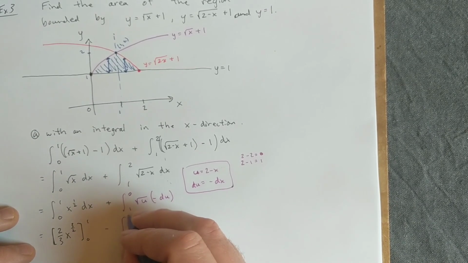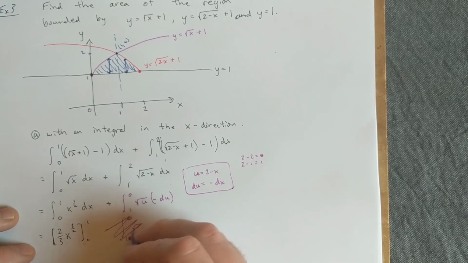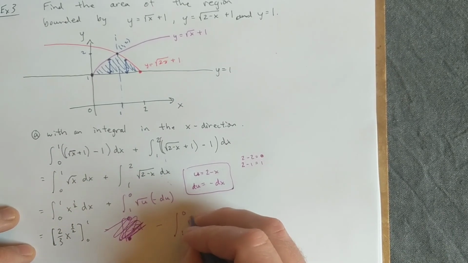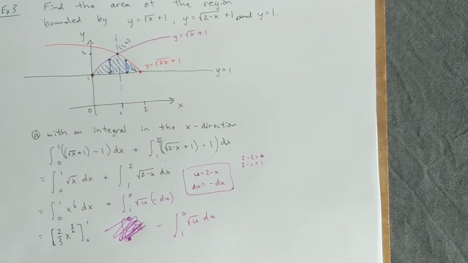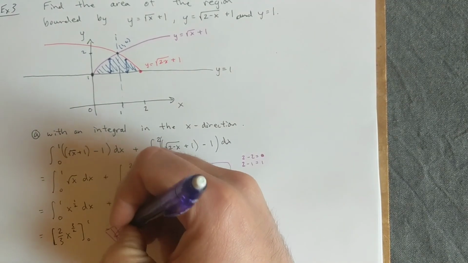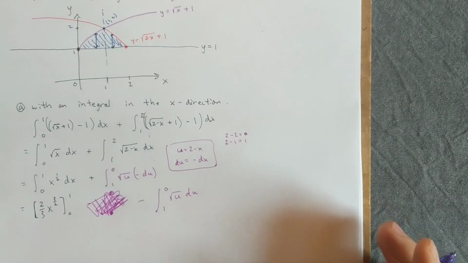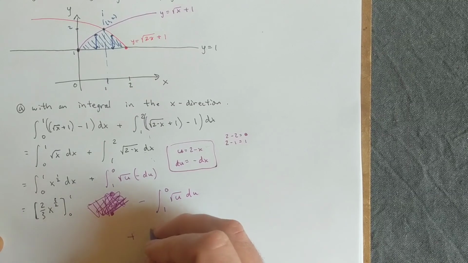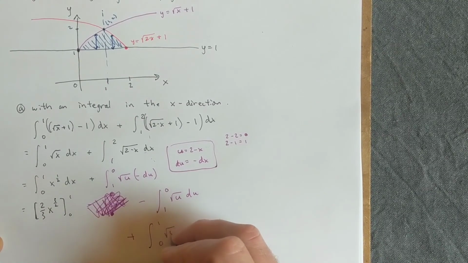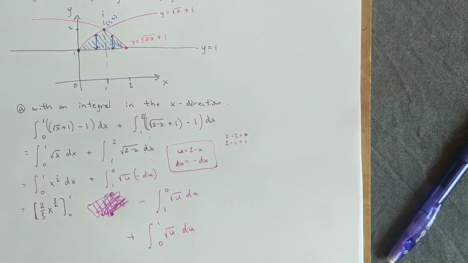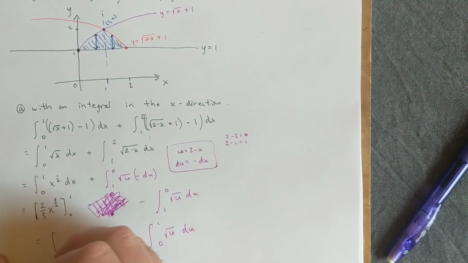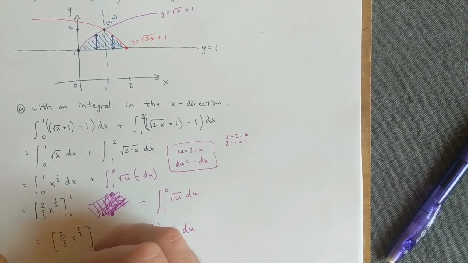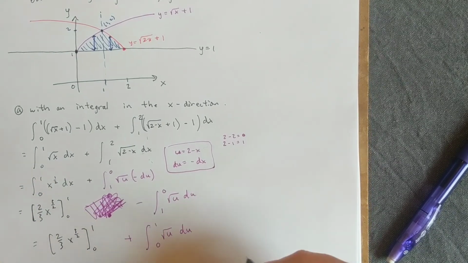Let me just rewrite all this since I messed it up so bad. So minus the integral 1 to 0, square root of u du. And I'm going to use that rule that you might remember from the beginning of our chapter on integrals, which is if I flip the bounds, I can change the sign, and so this really becomes positive, 0 to 1, square root of u du. And I'll just keep dragging this one along so that we can finish it all at the same point.